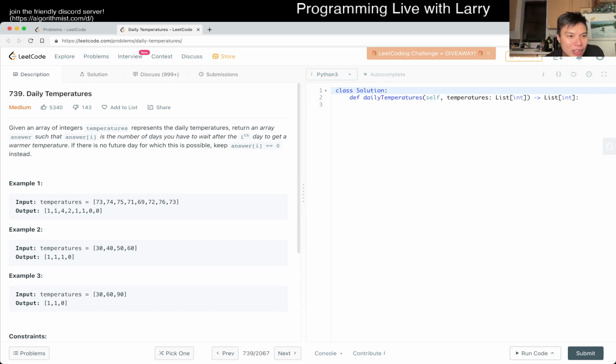Anyway, okay, so let's see. Given an array of integers temperatures representing the daily temperatures. Today's problem is Daily Temperatures, but what does that mean? Such that the number of days you have to wait after the ith day to get a warmer temperature.